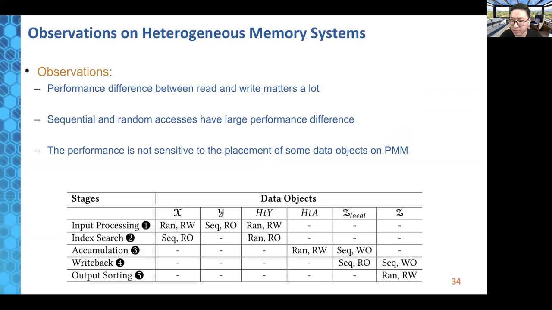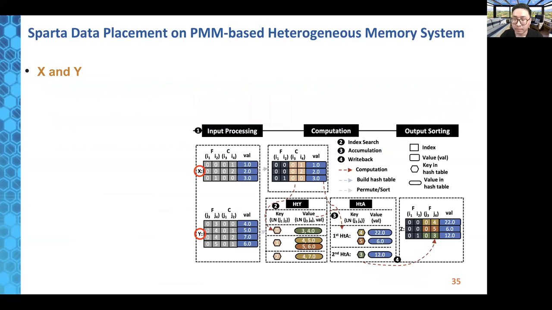Based on our observations, we introduced the following designs. First, based on observation 3, we consistently place 2 data inputs in the PIM. They are not sensitive to PIM or DRAM due to their memory access patterns. For the rest of the 4 data objects, we decide their placement in DRAM following this priority. This placement order is based on the memory access patterns and the access frequency.